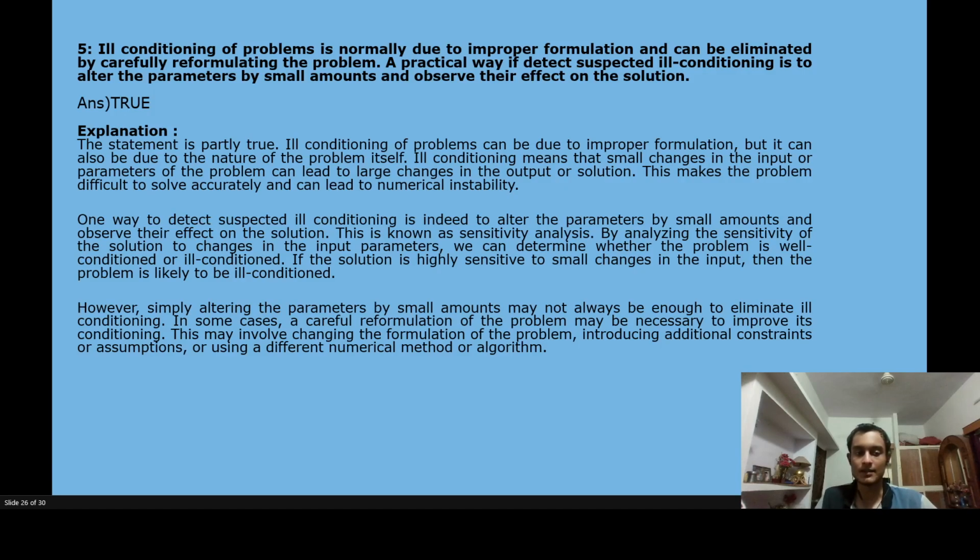By analyzing the sensitivity of the solution to changes in the input parameters, we can determine whether the problem is well conditioned or ill conditioned. If the solution is highly sensitive to small changes in the input, then the problem is likely to be ill conditioned. However, simply altering the parameters by a small amount may not always be enough to eliminate ill conditioning. In some cases, a careful reformulation of the problem may be necessary to improve its conditioning. This may involve changing the formulation of the problem, introducing additional constraints or assumptions, or using a different numerical method or algorithm.